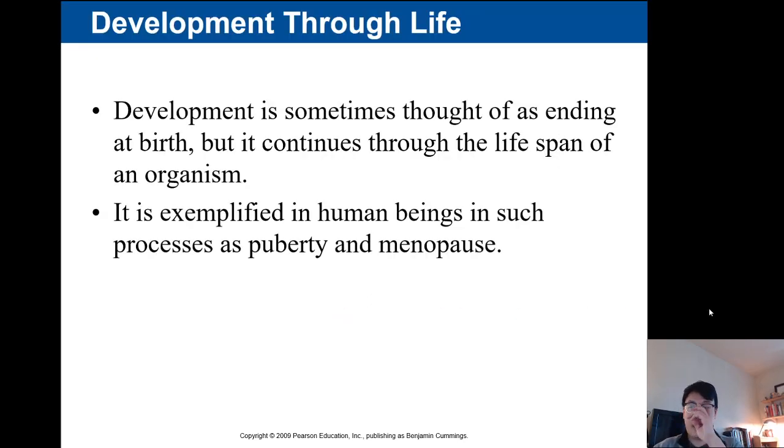Okay? And development is something that is thought of as ending at birth, but it continues through the life of an organism. Again, just look at us, for example. We have toddlers, then we have children, and then adolescents, and then teens, and boom. For some reason, right when you go from child to teenager, somehow they grow a foot or two within that time frame. And again, that's the developmental process.